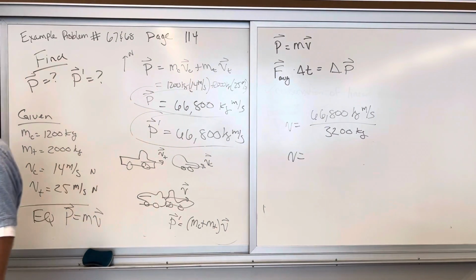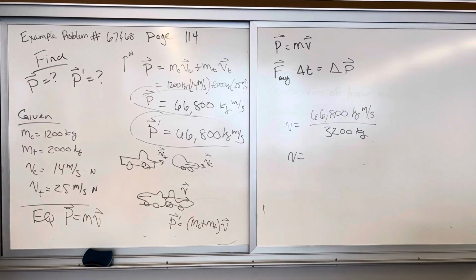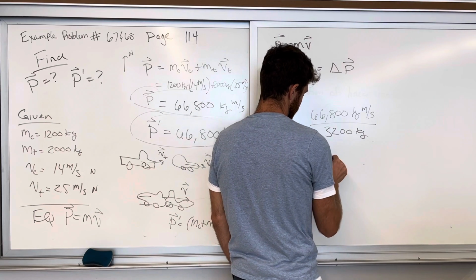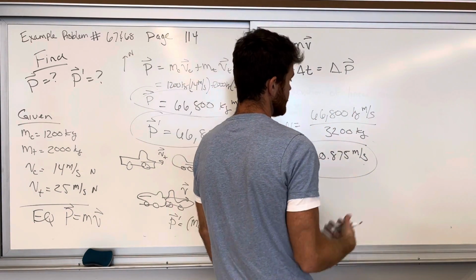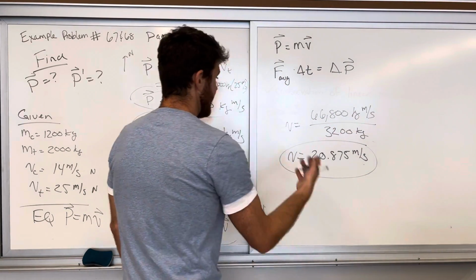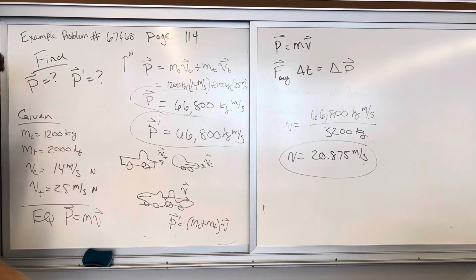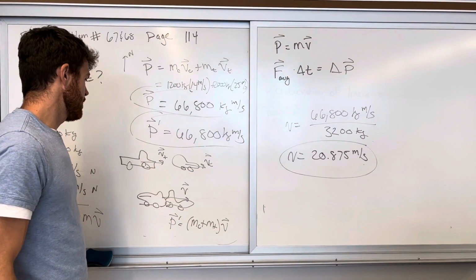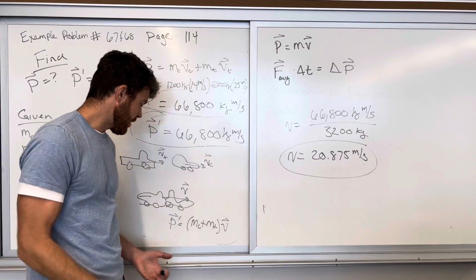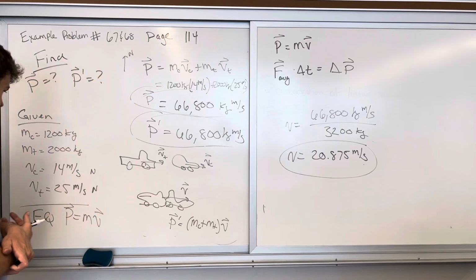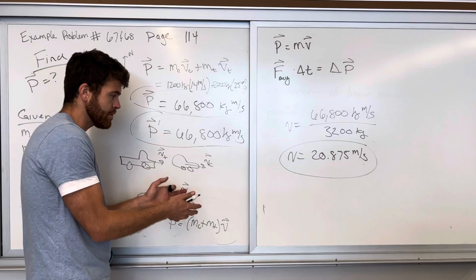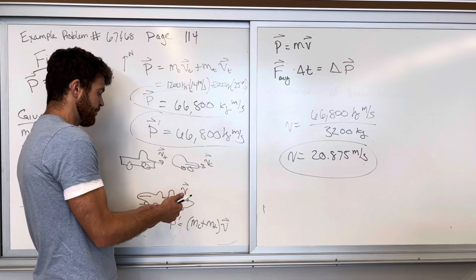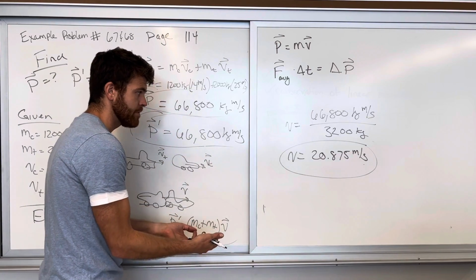The combined velocity comes out to be 20.875 meters per second. This velocity should be in between the two. It should be faster than the car, because now it's the car and the truck moving together, and some momentum was transferred from the truck to the car, so the car should be moving faster. At the same time, the truck should be moving slower because it lost some momentum to the car. This is just in between the two.